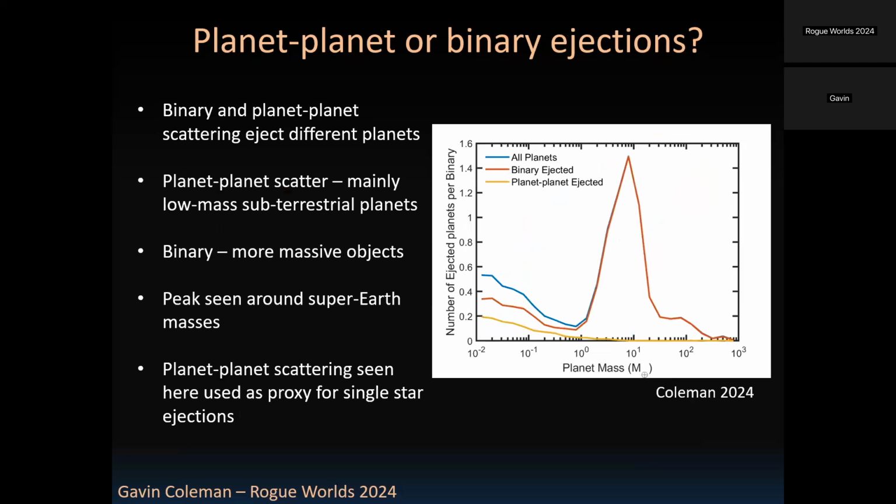Okay, so as I said, most of the planets are ejected through the binary, and this also depends on your planet mass. Super Earths, or anything above an Earth mass, are generally ejected through interaction with the binary, and that's mainly a factor of migration. They're migrating towards the cavity, interacting with each other. Whereas the low mass planets are more often ejected by planet scatter. And we see this big peak around the super Earth.